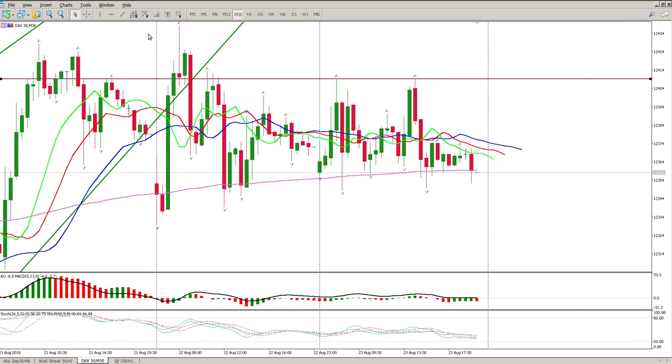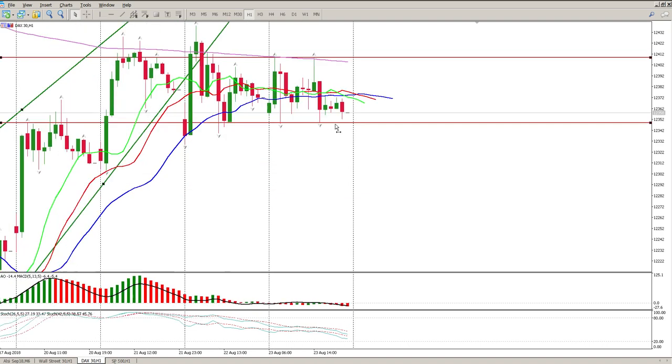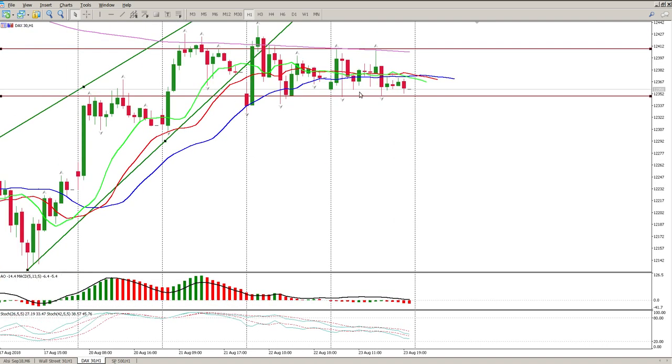Now, if we look at the half hour, and I put a level in here, there's a couple of things I want to point out. So the 200 moving average on the half hour is holding up price on the downside, whereas the 200 moving average on the 1 hour is holding up price on the upside. So you can see the significance of your 200 moving average on pretty much every time frame.